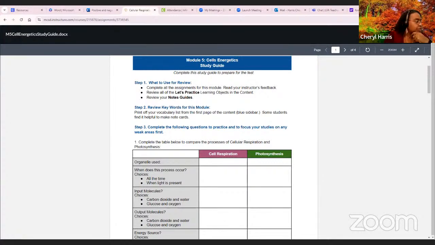We're working on the study guide for cellular respiration. We will have a test tomorrow on cellular respiration and photosynthesis. So I'll give you a few minutes to work on this on your own, and then I'll review it.